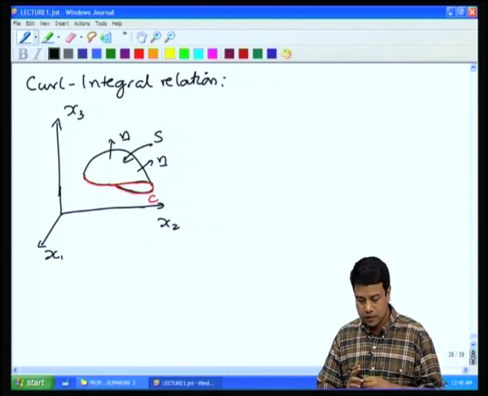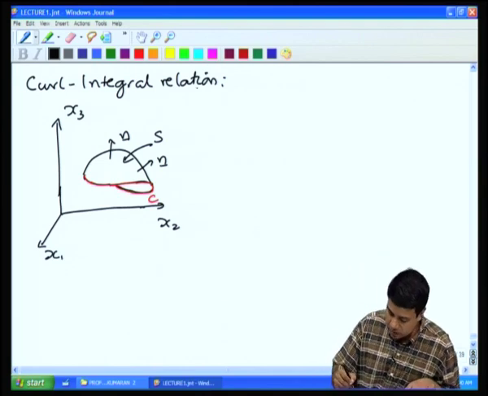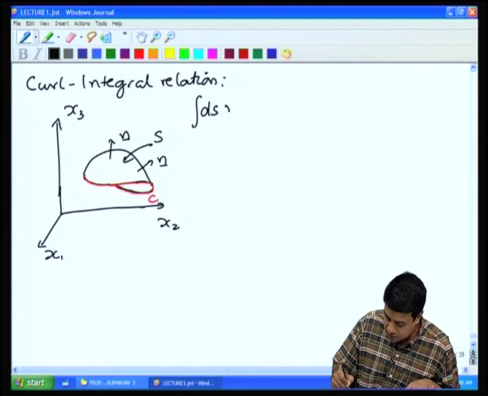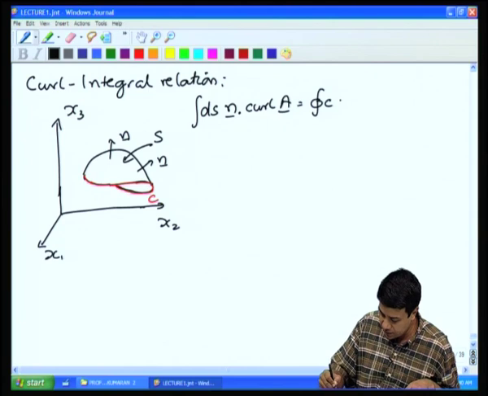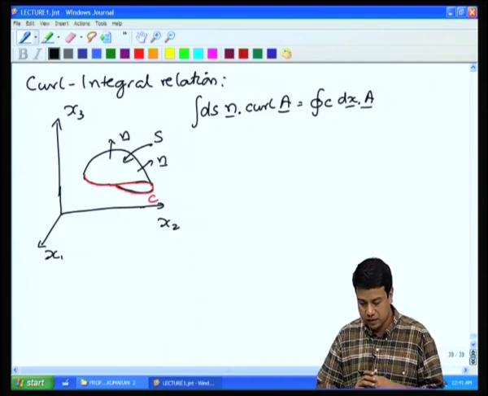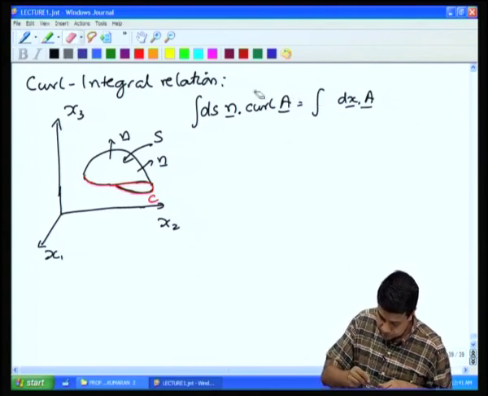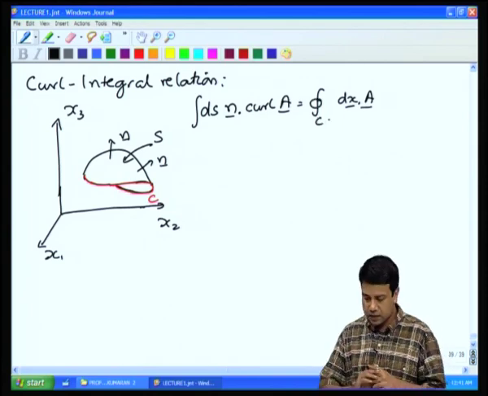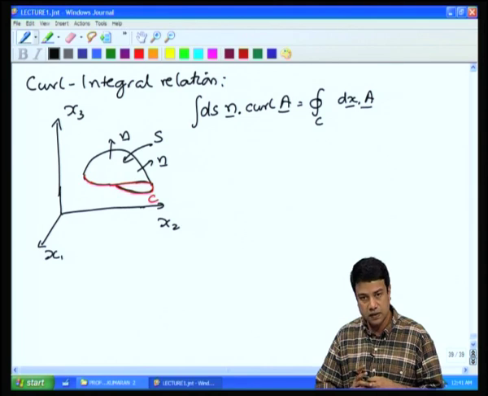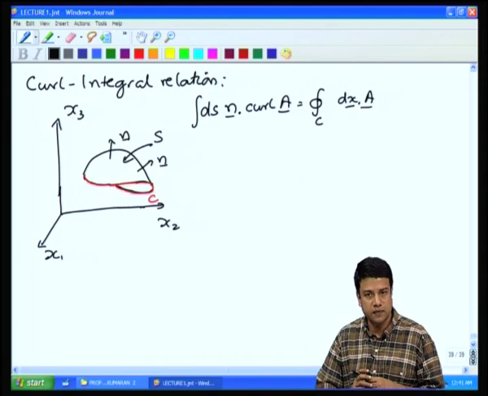Okay. And what the integral theorem states is that the integral over the surface of the unit normal dotted with the curl of a vector is equal to the integral over this closed loop C of dx dotted with A. Okay, the integral of n dot curl A over this entire surface is equal to the integral over the closed loop of dx dotted with A. Okay. So, that is the integral theorem for curl.